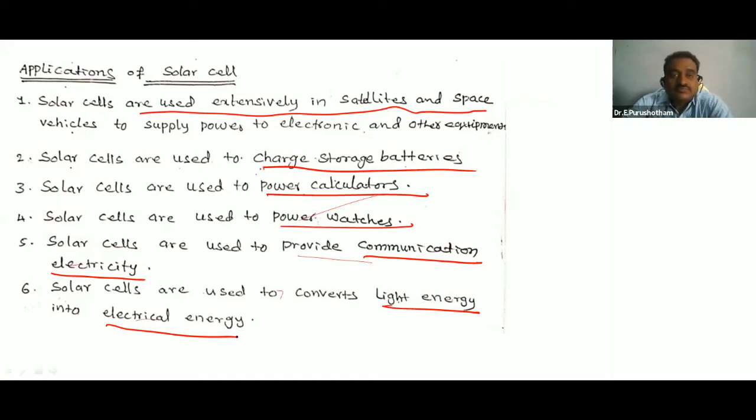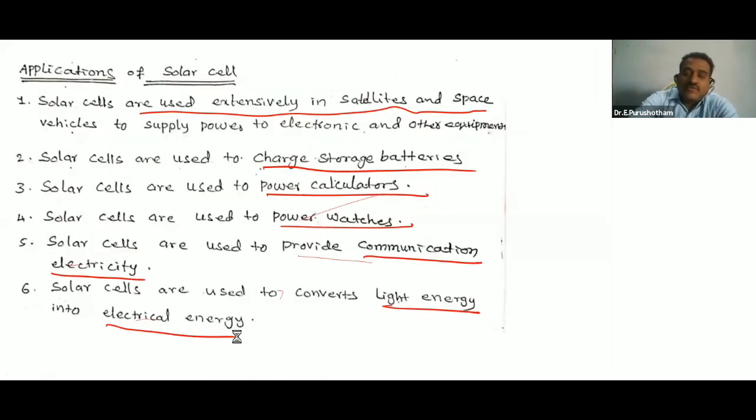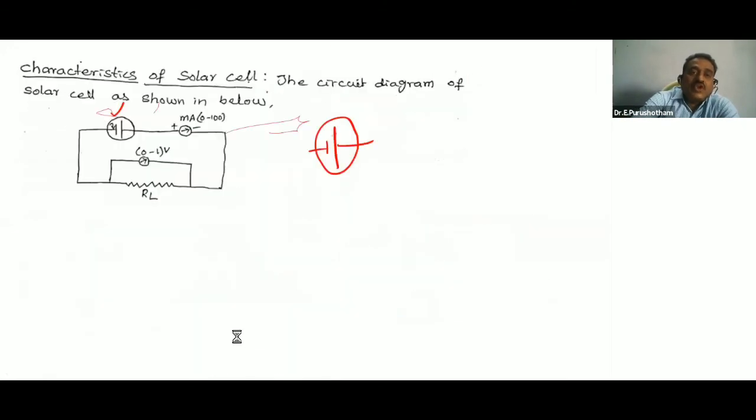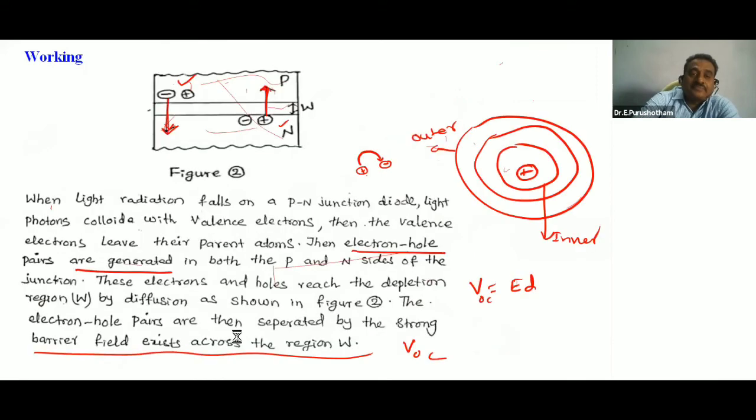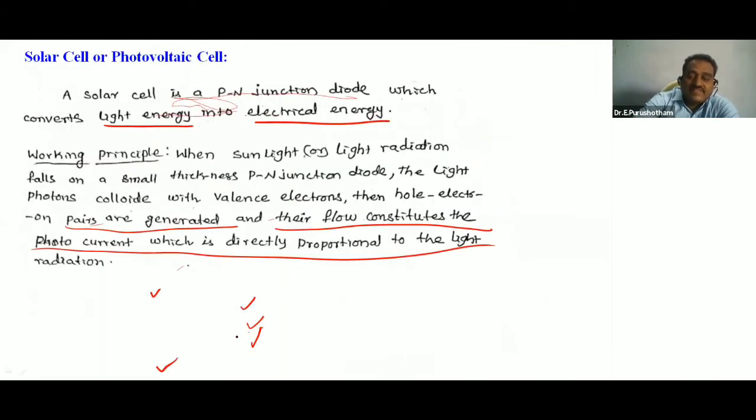Solar cells are used in satellites and also space vehicles. Solar cells are used to charge storage batteries, power calculators, power watches, communication, electricity. The solar cells are used to convert light energy into electrical energy. So if you have any doubt in solar cell, please ask me.